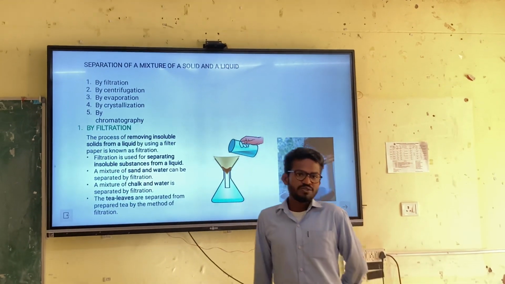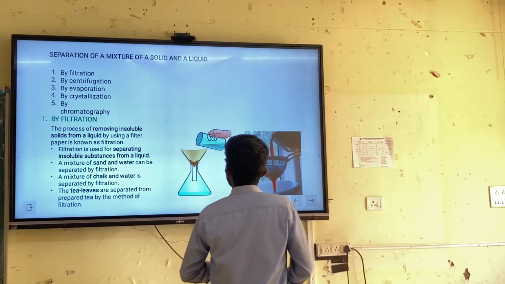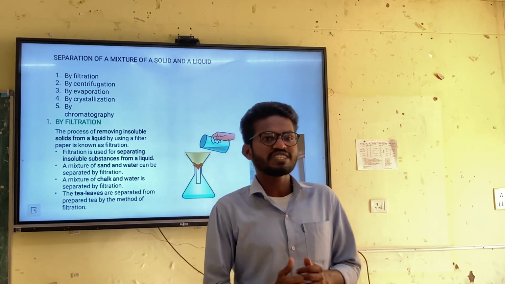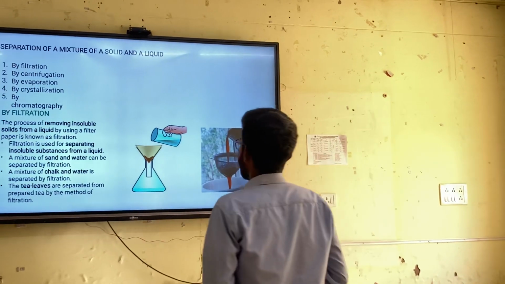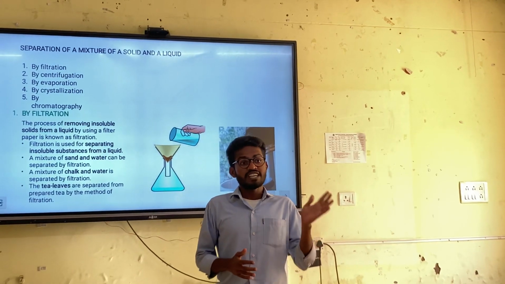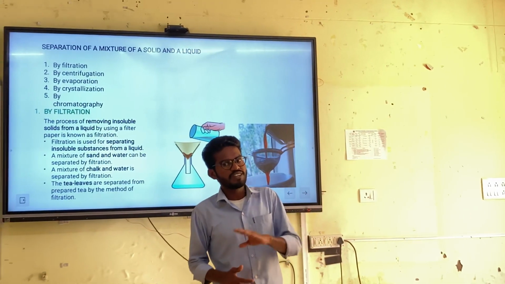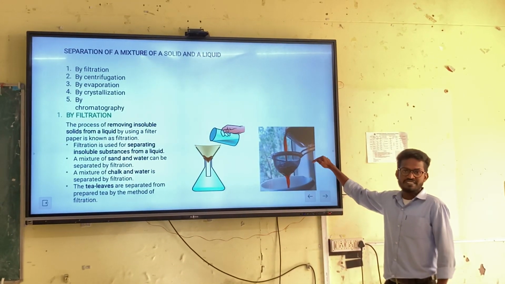Now we will see how to separate a solid and liquid mixture. The first process is filtration. As you know, we use it in our day-to-day life. You can see the picture here. In the filtration process, we have to separate the insoluble solid from the liquid.